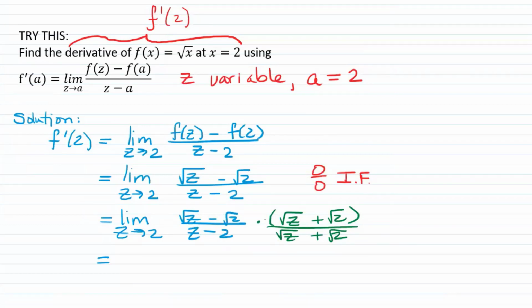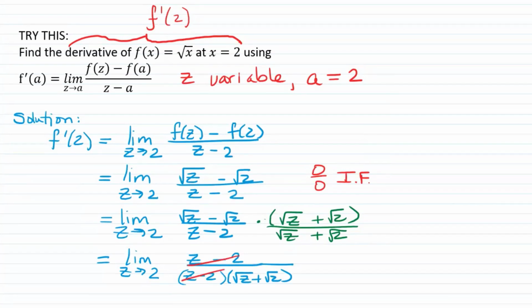So now we're going to have the limit as z approaches 2. And then foiling that out, you're going to have z minus 2 over z minus 2 times square root of z plus square root of 2. Do not FOIL out the denominator because we're hoping things cancel. And they do. Z minus 2 divided by z minus 2 is 1.